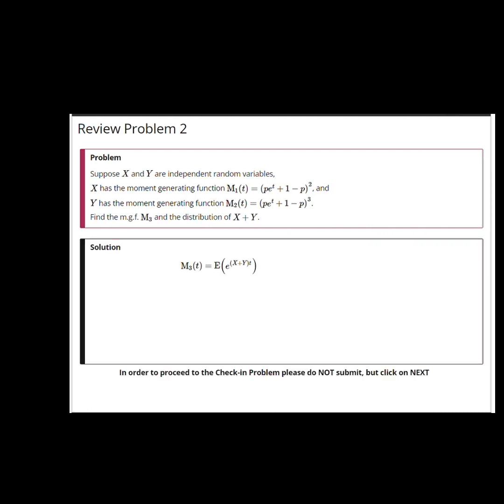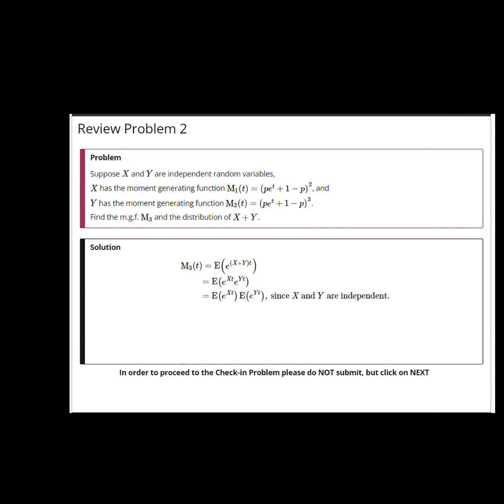Solution. The moment generating function of x plus y is the expected value of e to the (x plus y) times t. And we can write that quantity as e to the xt times e to the yt. Notice now that we're taking the expected value of a product. A product, indeed, of two independent quantities. E to the xt is independent of e to the yt because x and y are independent. And so the expected value of a product under these circumstances is the product of the expected values. This factors into the expected value of e to the xt times the expected value of e to the yt.